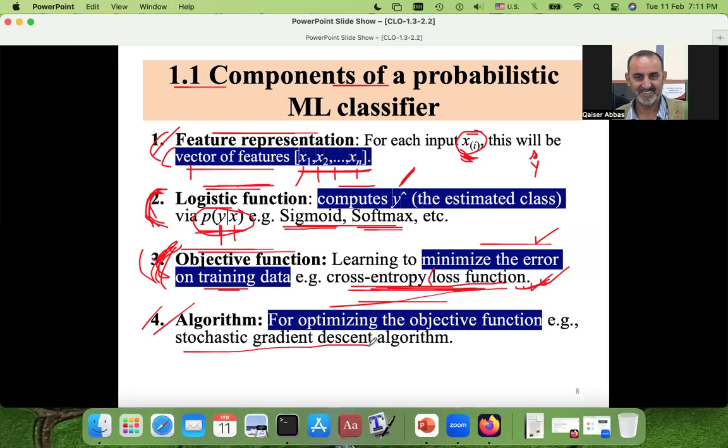So this is an example, but these headings are the parts. This is the name for the components of any probabilistic model. If you are going to study any probabilistic model, you have to find these four parts in it. Only then can you understand.